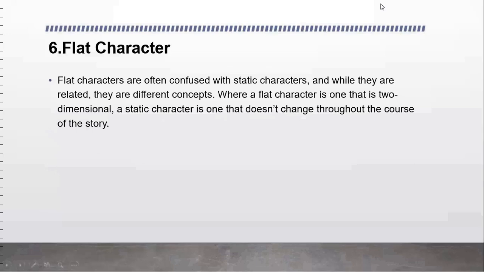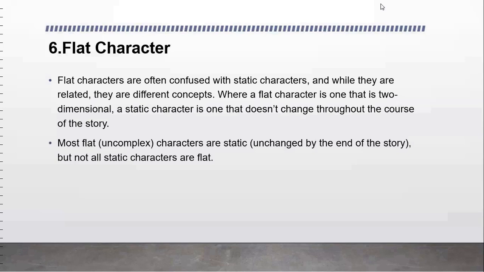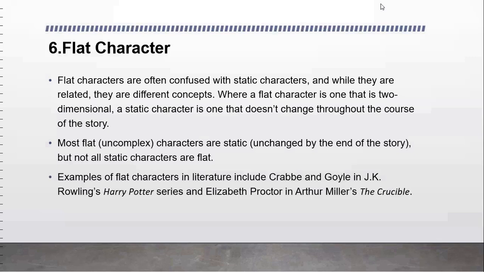Flat characters are often confused with static characters, and while they are related, they are different concepts. Where a flat character is one that is two-dimensional, a static character is one that does not change throughout the course of the story. Most flat and complex characters are static, unchanged by the end of the story, but not all static characters are flat. Examples of flat characters in literature include Crabbe and Goyle in J.K. Rowling's Harry Potter series and Elizabeth Proctor in Arthur Miller's The Crucible.